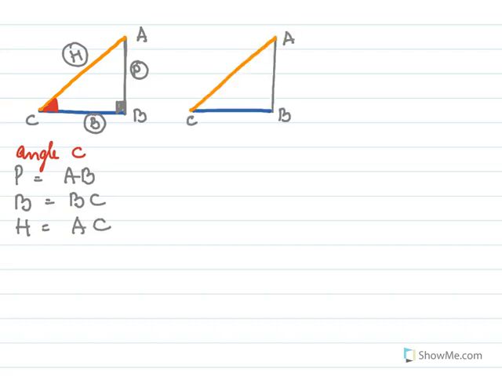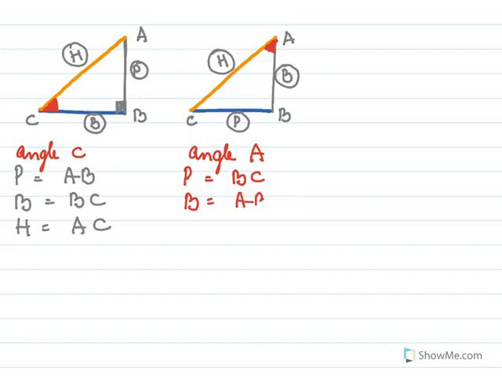But now if we take angle A, the perpendicular will be BC, AB will be the base, and this will be the hypotenuse. So you need to remember this. For angle A, the perpendicular will be BC, the base will be AB, and the hypotenuse will be AC.